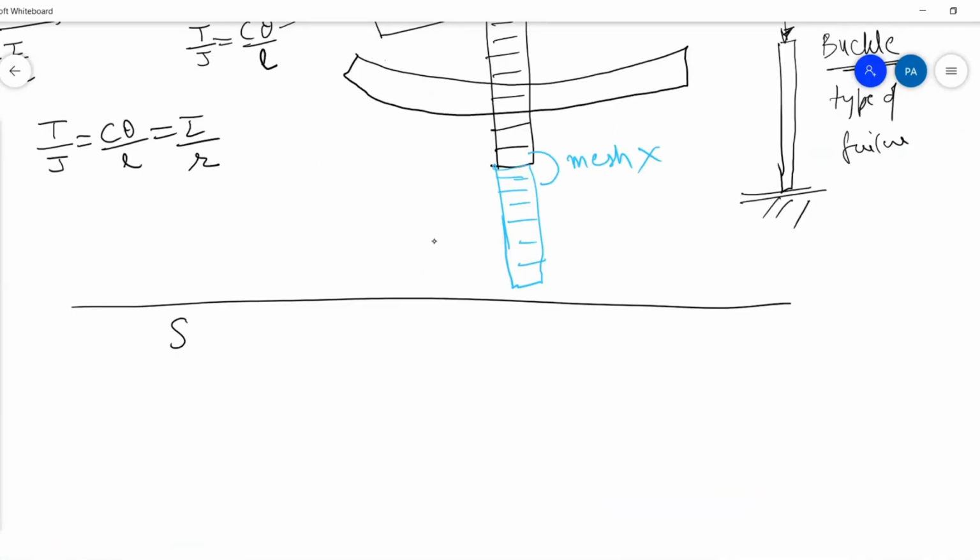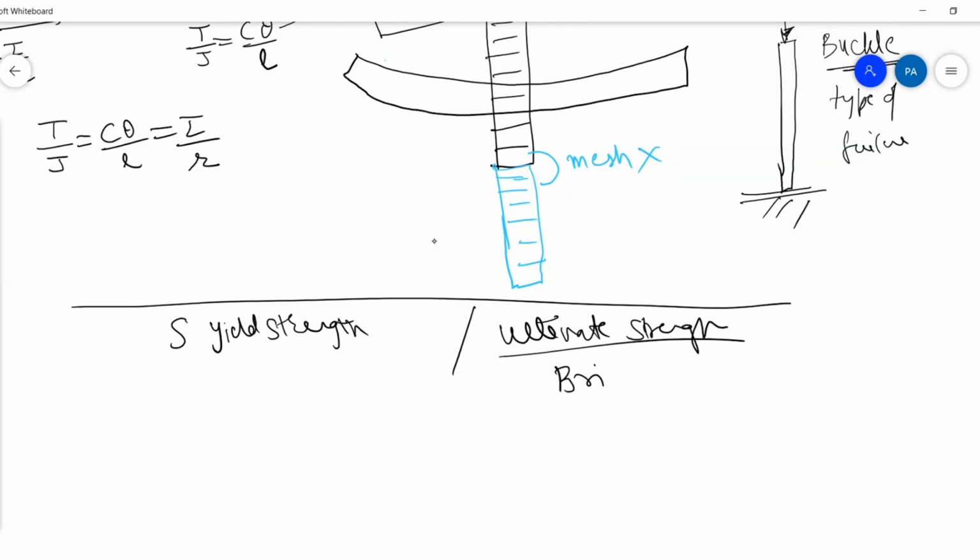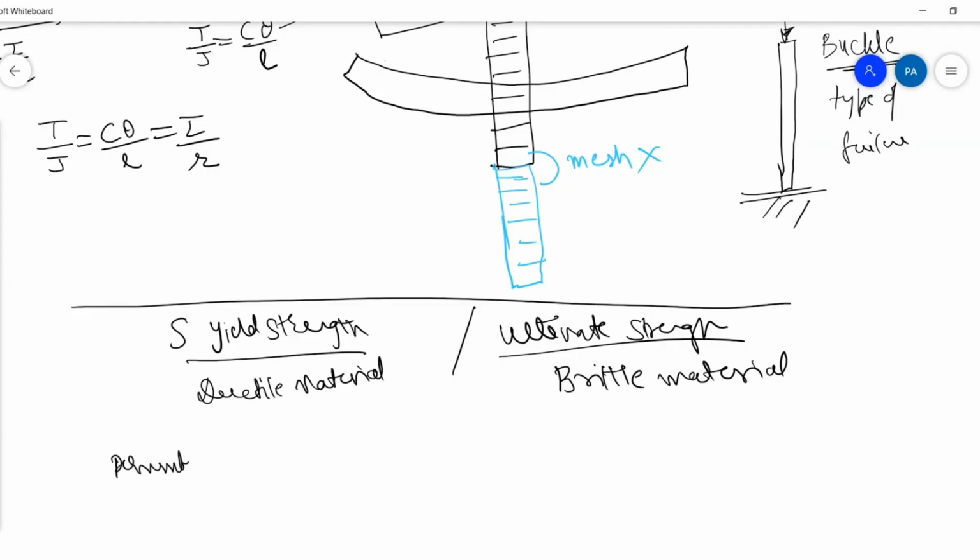Also remember one thing: when we are designing on the basis of yield strength or ultimate strength, this will be used only for brittle material, and this will be used only for ductile material. The permissible stress will always be this value divided by factor of safety, and this value divided by factor of safety. Ultimate strength I will denote by SUT, and yield strength I will denote by SYT. You can write down this notation somewhere: SYT is yield strength and SUT is ultimate strength, divided by factor of safety.